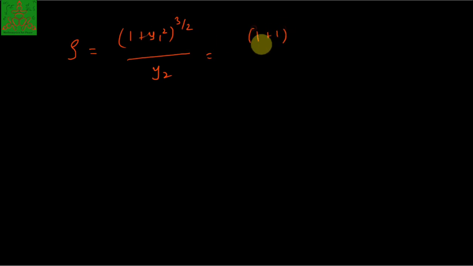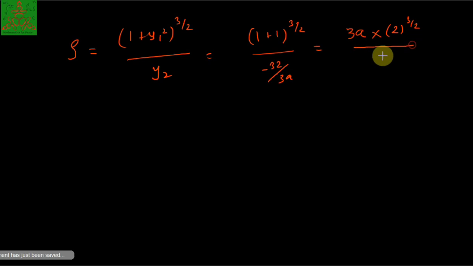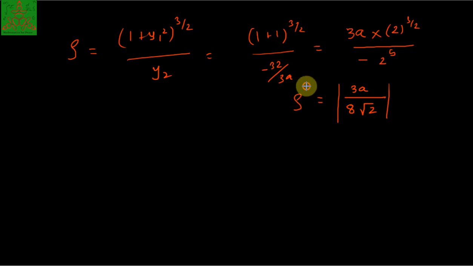You can substitute that value of y2 in the formula of radius of curvature, that is (1 plus y1 square) raised to 3 by 2 upon y2. We have calculated y1 is minus 1, so it is (1 plus 1) raised to 3 by 2. And y2 we have calculated as minus 32 by 3a. So we will have 2 raised to 3 by 2 upon minus 2 raised to 5 by 3a. Finally you will have 3a upon 8 times root 2. If I take the magnitude of this, rho is the radius of curvature, that is the rate of change of the tangent.